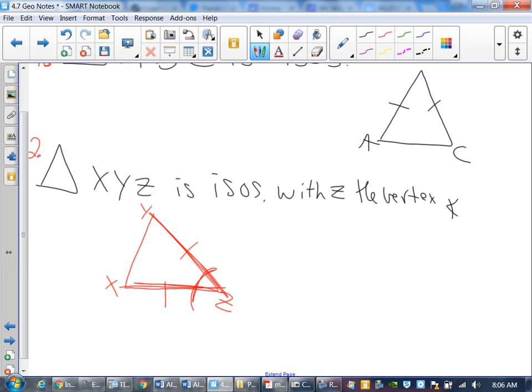Wait, Mr. Murphy. Yeah, I'm sorry, what was the question? If it tells you what? The vertex angle. If it tells you the vertex angle, then you have to move your sides around to make it fit. Okay?